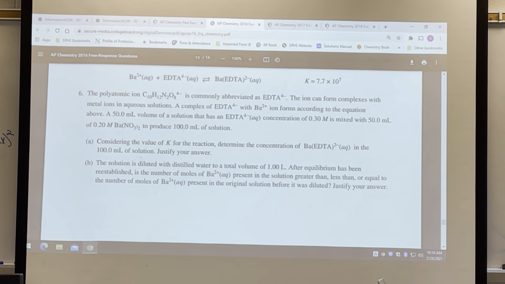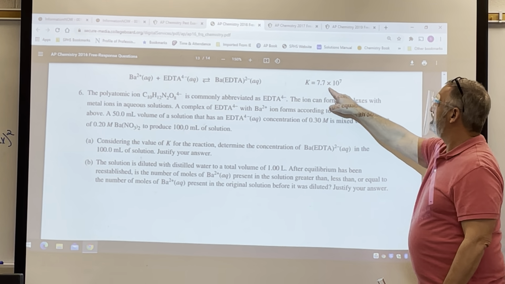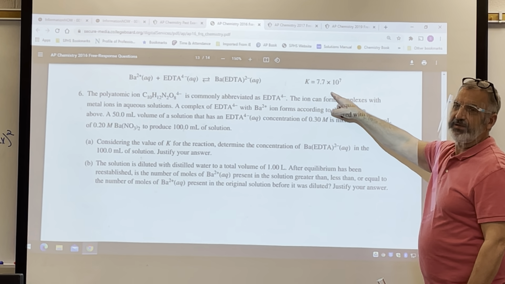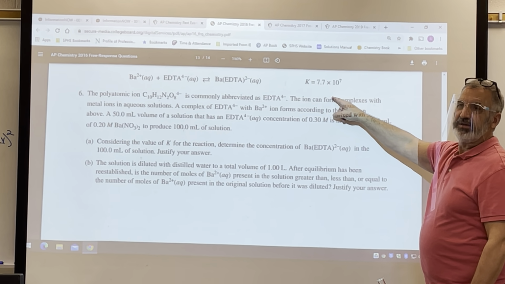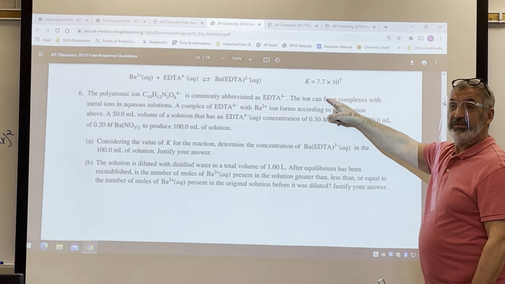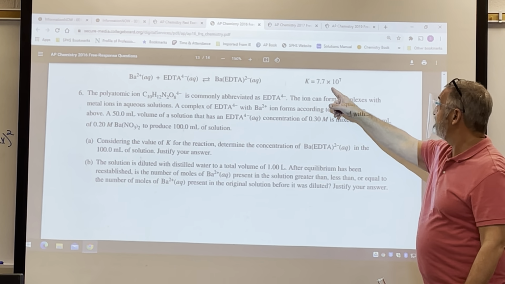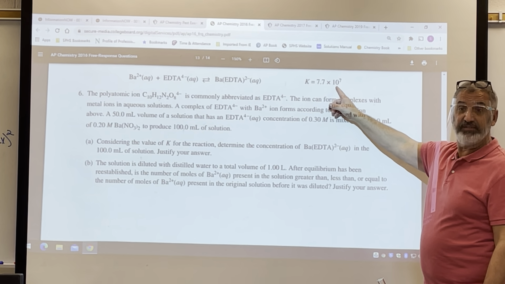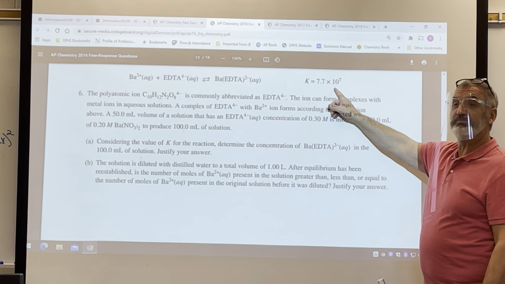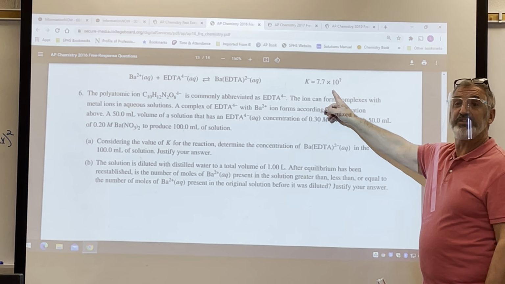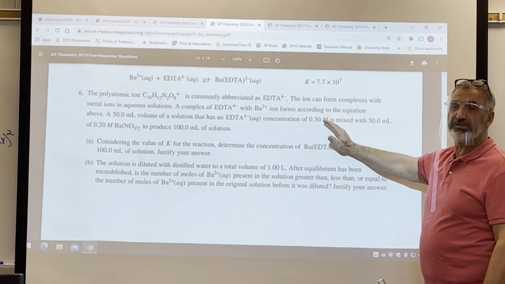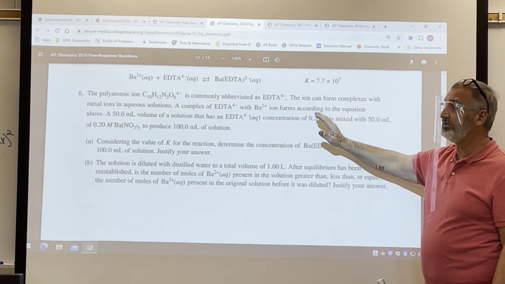Look at your value of K. What does this tell me? It's product favored. Remember the problem we did yesterday, the K was 2400. That's 10 to the third. This is 10 to the seventh. So what do we assume? That it goes to completion. And that's what everybody missed on this one, because you tried to do it like an equilibrium.